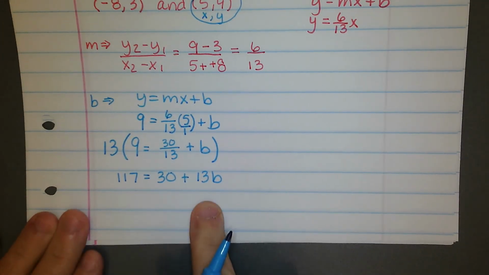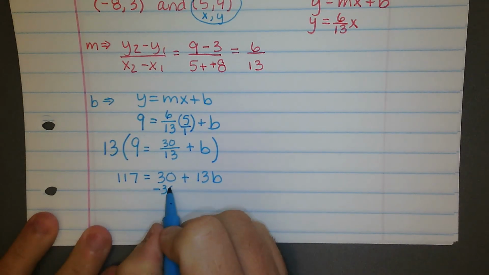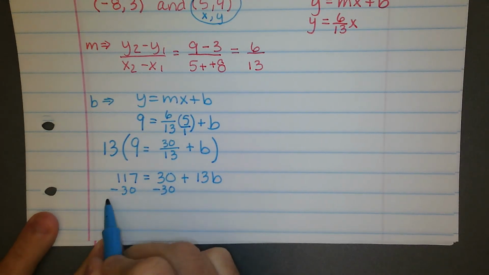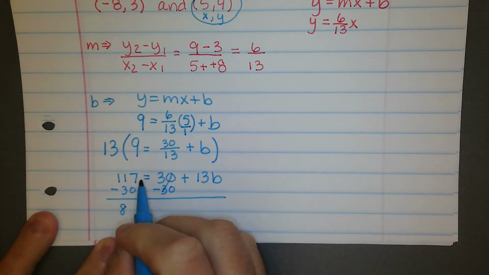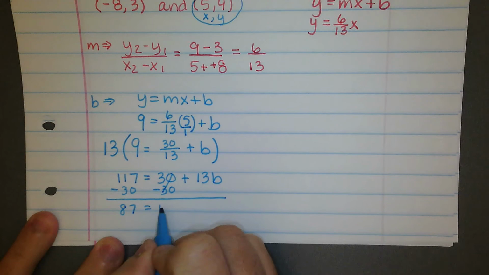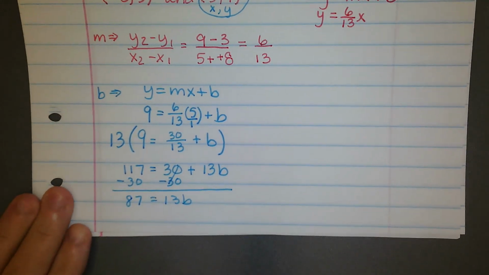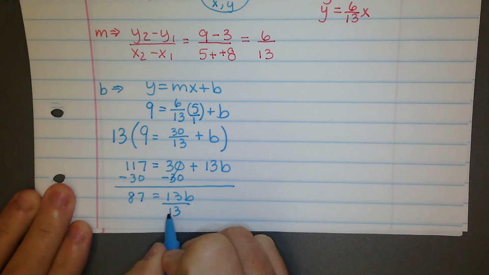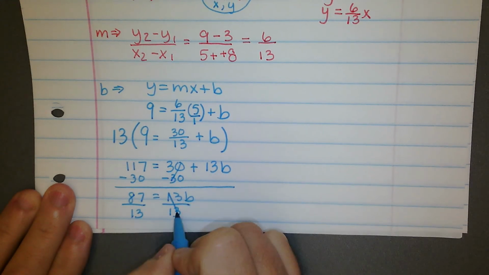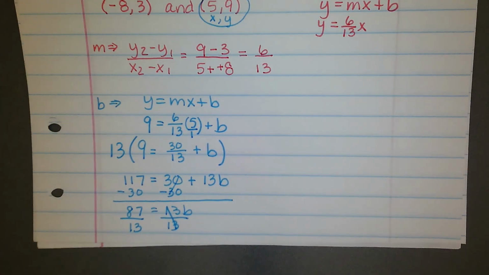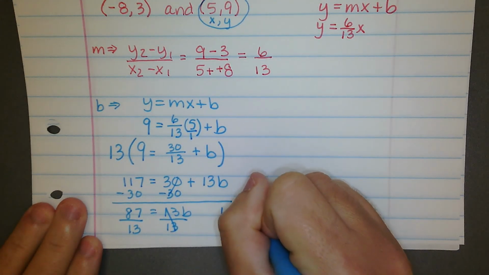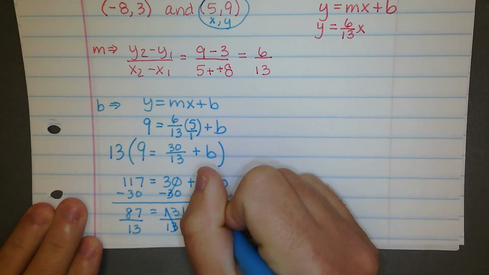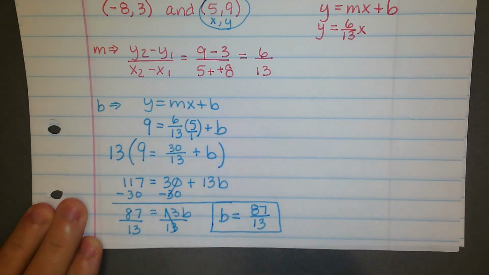Now I'm just solving a two-step equation. So I'm going to subtract my 30. That's 87. And I'm going to divide by 13. 87 does not have a common factor with 13, which means that my b is literally 87/13. Don't change it to a decimal. Leave it in fraction form.